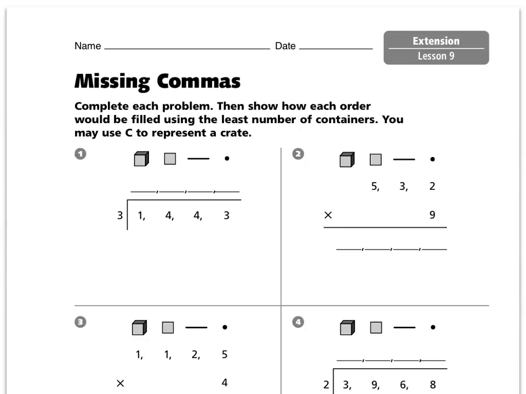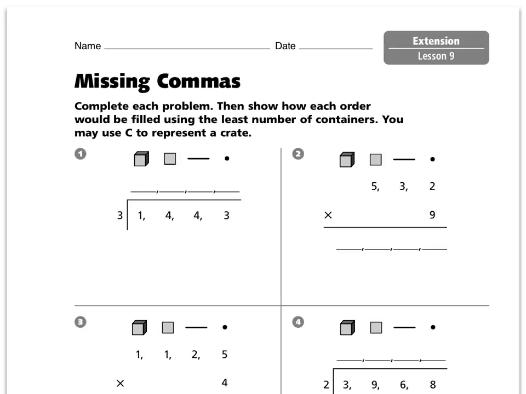Let's look at Chapter 3, Lesson 9 Extension, called Missing Commas. Complete each problem, then show how each order would be filled using the least number of containers. You may use C to represent a crate. So remember that the dot is an individual eraser, so that equals 1. A pack, the line, equals 10. A box equals 100. And a crate is going to equal 1,000. So let's go ahead and get started.